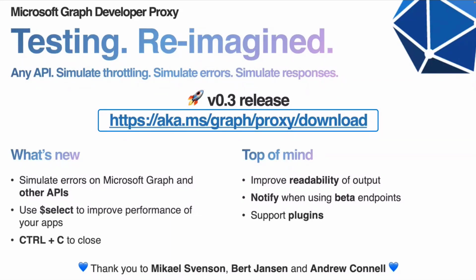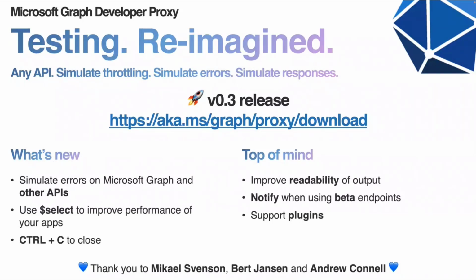Just to cover what is new. We've opened up the proxy so that you can use any API. Previously, it was just Microsoft Graph that we tracked the requests. We've also added guidance so that if you have any requests that don't use the select query string parameter, then we'll actually give you some guidance, saying, look, you might want to change this. And we also changed the way that you close the proxy to control and close rather than enter. So we just want to thank Michael Svensson, Bert Janssen, Andrew Connell as well for giving really valuable feedback early on in the development of this tool.